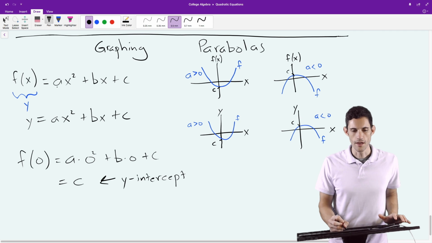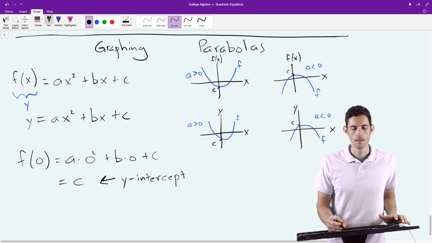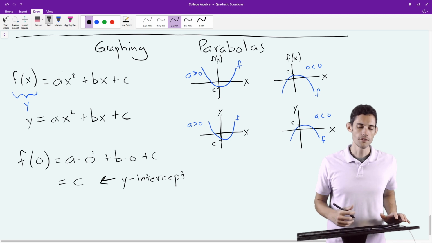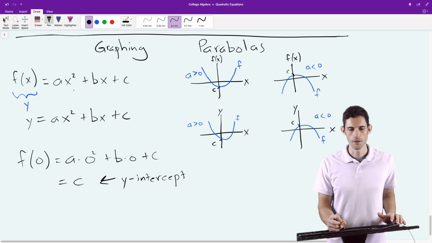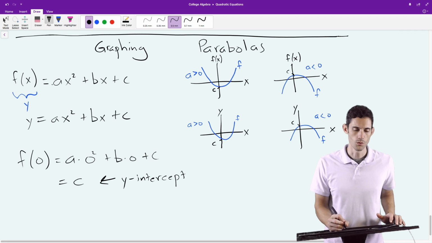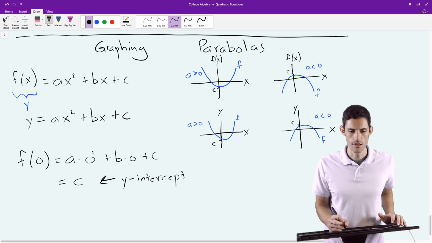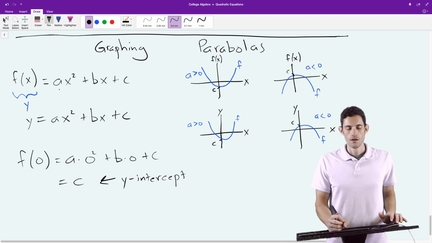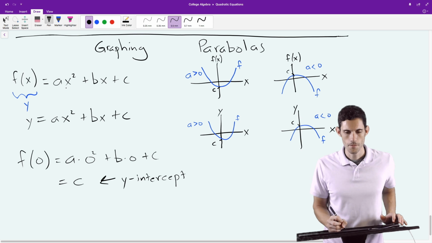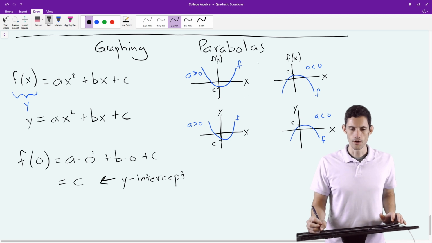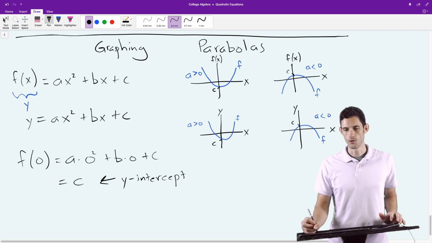So what I'm trying to say is when x is really, really big, the only term in this function that really matters and determines where the curve is, the blue curve, is the first term, ax squared. So if x is a huge number, then x squared is going to be a huge number. And if a is positive, then it'll be way up here above the x-axis. And if a is negative, it'll be way down here below the x-axis.